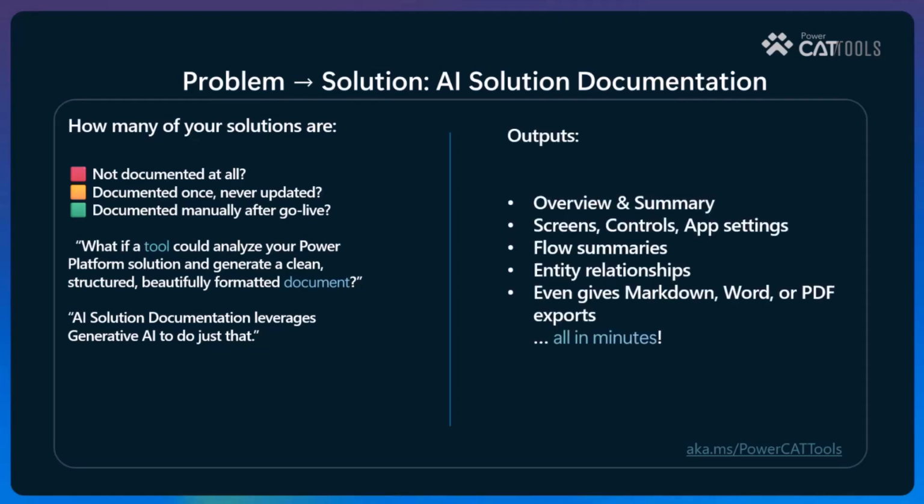So it outputs an overview, a summary, the screens. It describes the app, the list of screens that exist, the custom controls, the PCF that have been used, plugins. It summarizes any Power Automate that exists in the solution. It even defines the entity relationship between the tables that exist in the solution. And ultimately, it gives you an option to export the document in Markdown, Word, or in a PDF format, all in just minutes.